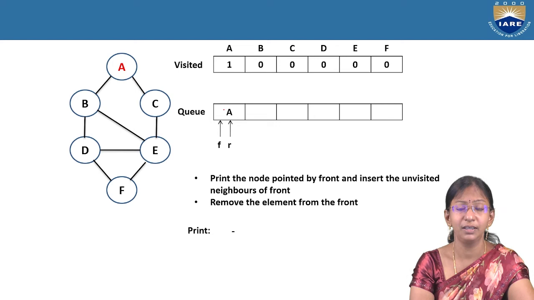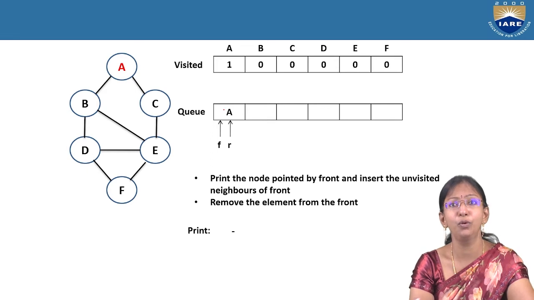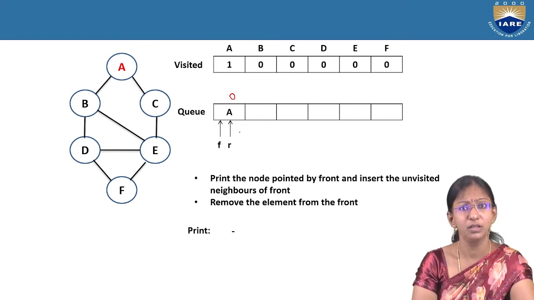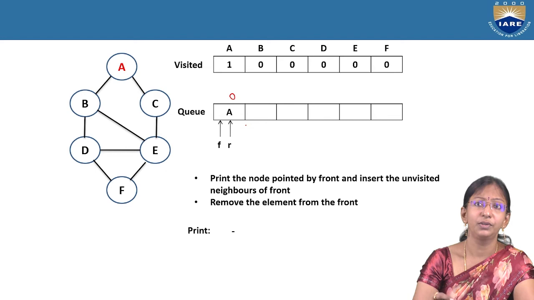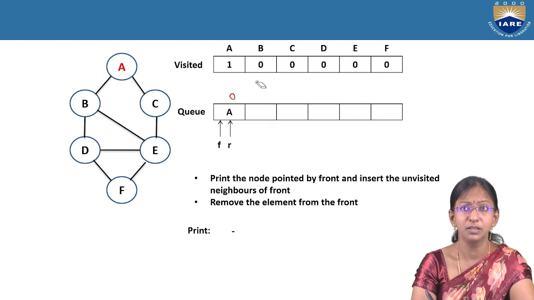When we insert the first element into the queue, the positions of the front and rear both will be moved or incremented to the index value 0, right? To the index value 0. So now the front as well as the rear both are pointing to the value 0, right?